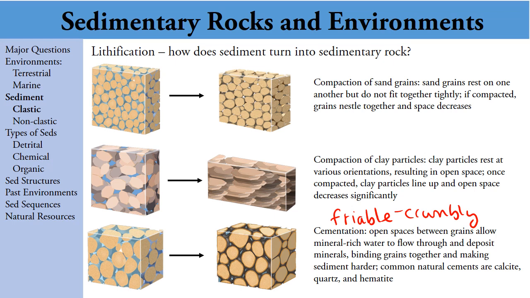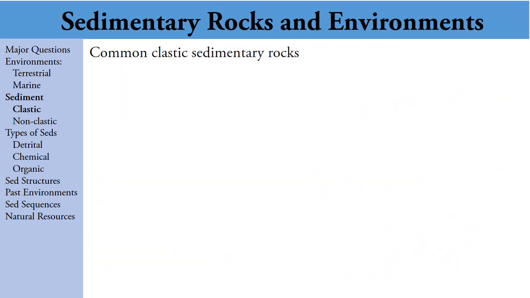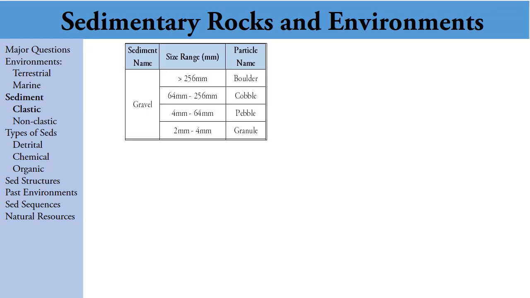So let's talk about some common sedimentary rocks. I'm going to break it down by the size of the clast. So we've had gravel size class. So let's focus in on that. So we can have boulders, cobbles, pebbles, or granules. But generally speaking, if you've got big clasts in your rock, you've got gravel.